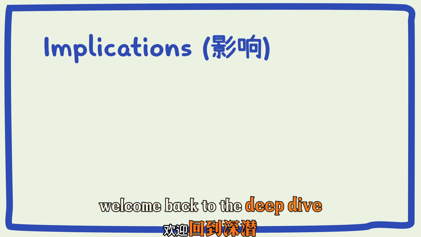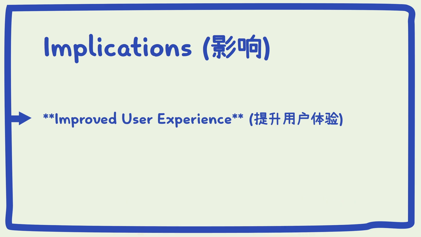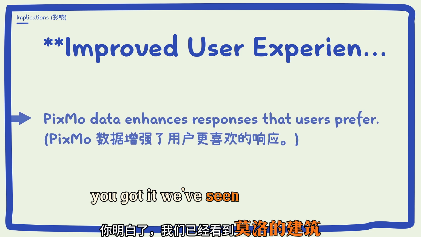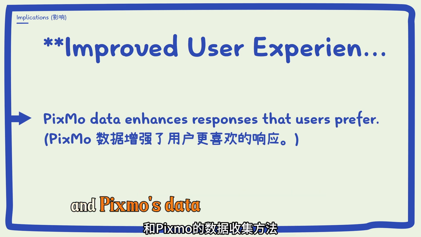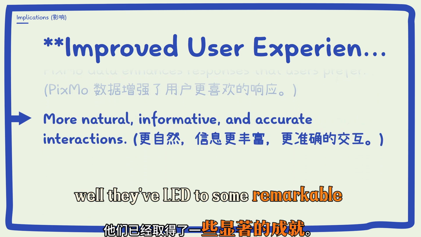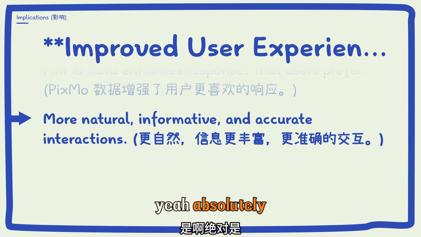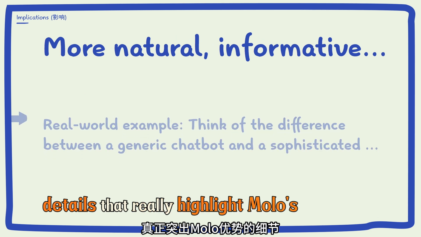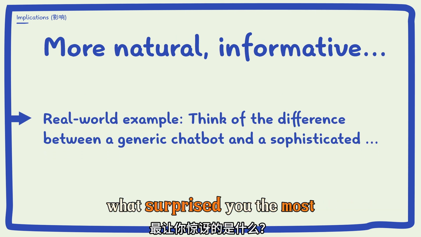Welcome back to the Deep Dive, where we're exploring Molmo and PixMo, the open source duo shaking up the world of AI. You got it. We've seen how Molmo's architecture and PixMo's data gathering methods have led to some remarkable achievements. Yeah, absolutely. You mentioned some kind of hidden gems, though, details that really highlight Molmo's strengths. What surprised you the most?